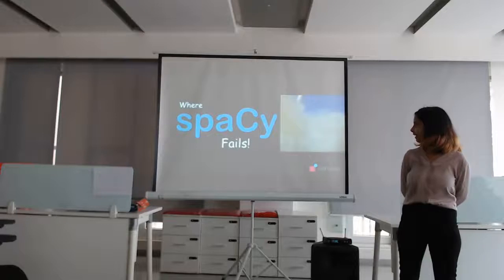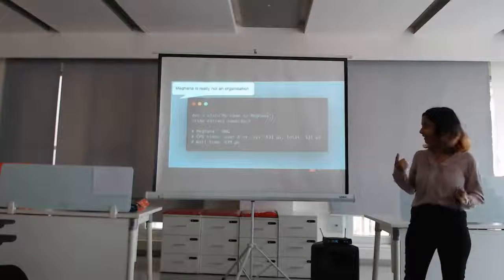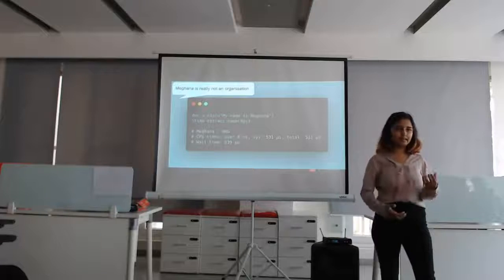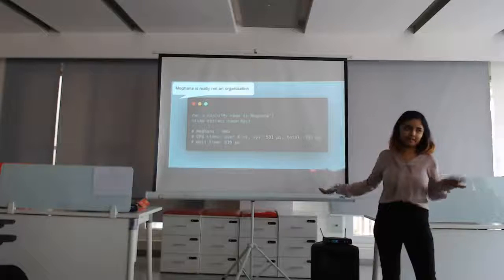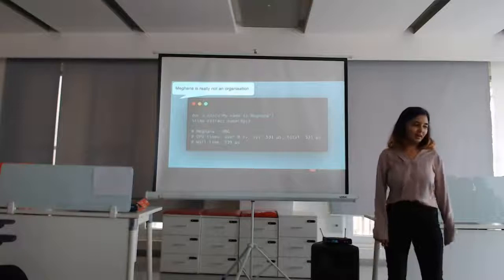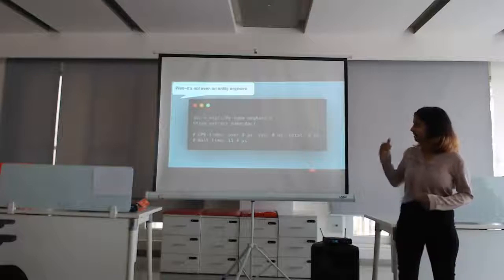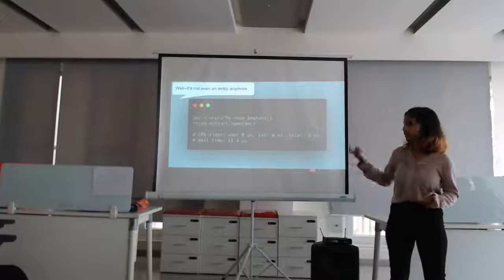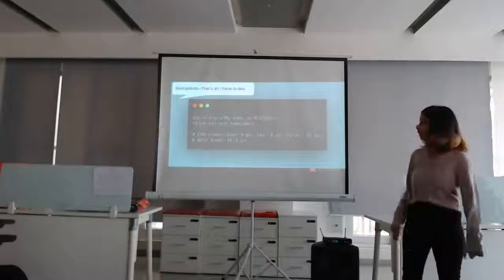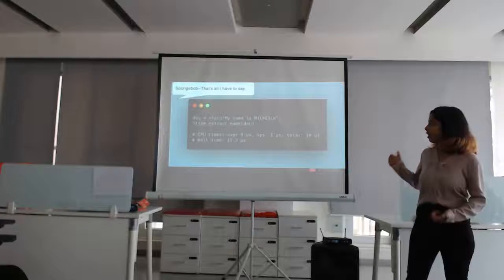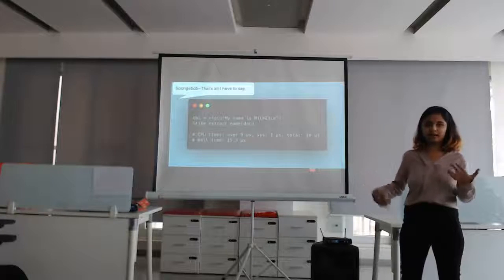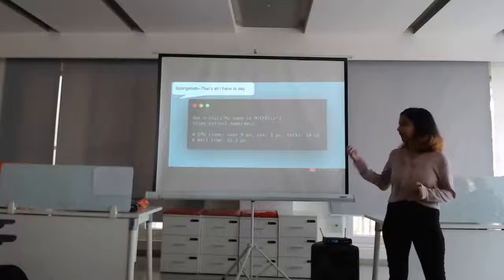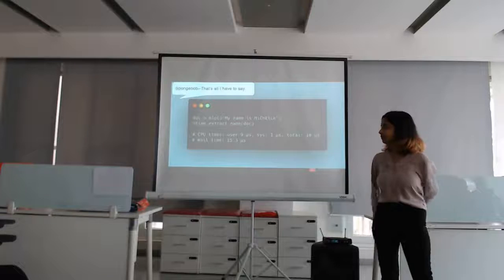But it was not all nice and friendly. So this is where Spacey fails. Whenever you have non-anglicized names like Meghna, apparently I become an organization. Or something like this, when the capitalization is not accurate and it doesn't identify it as an entity altogether. Or when you use something of this style, where capitalizations are randomly put into the sentence, I call this the SpongeBob case. So it's again not able to recognize an entity.